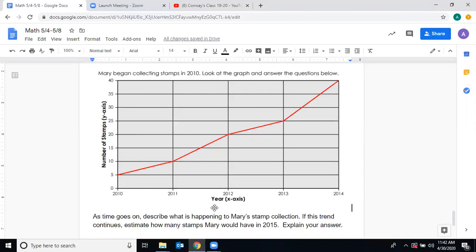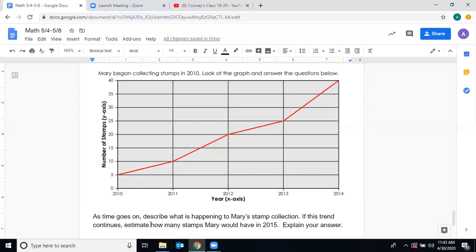And then we are looking at the year for our x-axis. We have 2010, 2011, 2012, 2013, and 2014. So there's no gaps there. It all is just counted by each year. So now we can look at what the question is asking from us.